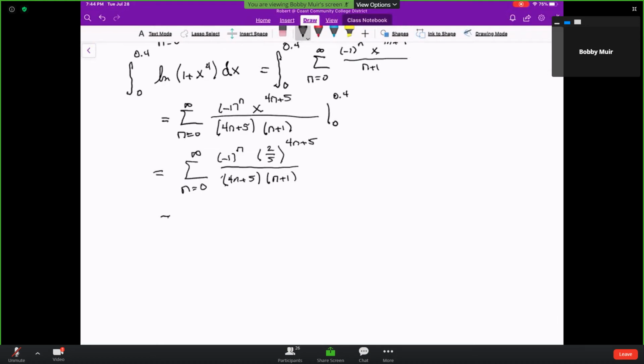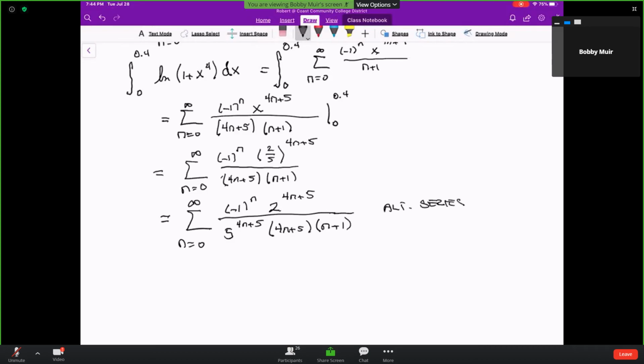And we could probably do something more with it here, just to make it look a little bit nicer. Negative 1 to the n, 2 raised to the 4n plus 5 power, divided by 5 to the 4n plus 5 power times 4n plus 5 times n plus 1. Now this is an alternating series. It's going to converge because the positive terms are decreasing down to 0.